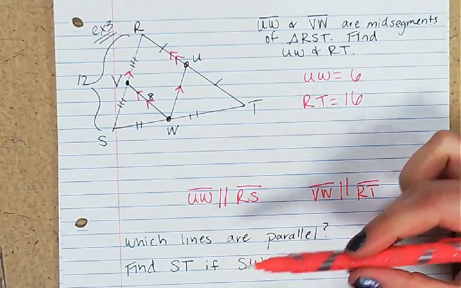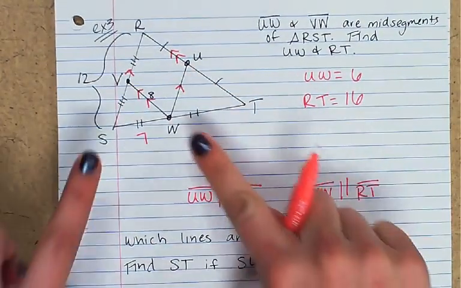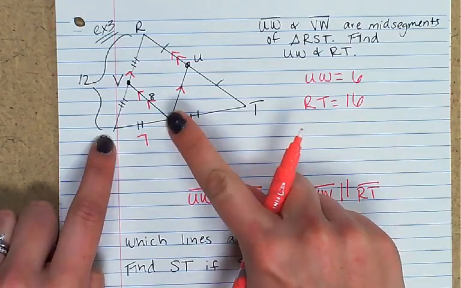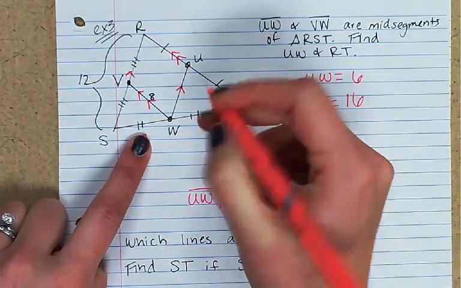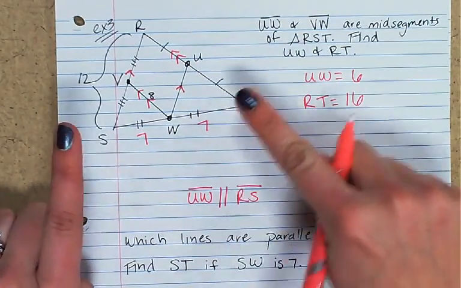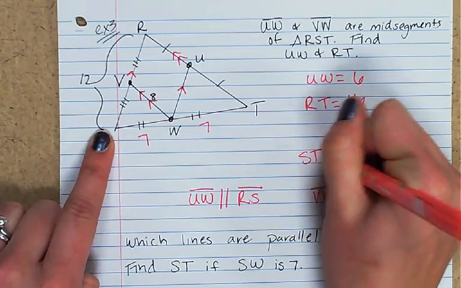The next question says, what is ST if SW is 7? So if SW is 7, now as a reminder, this is the midpoint, so it's cutting this in half. So if this is 7, this side is also 7, which means the whole length ST is 14.